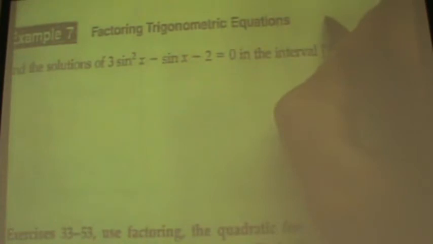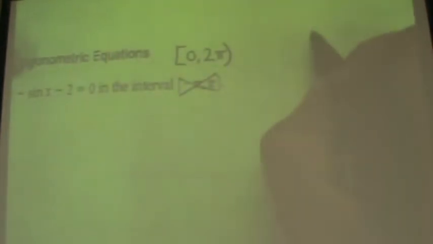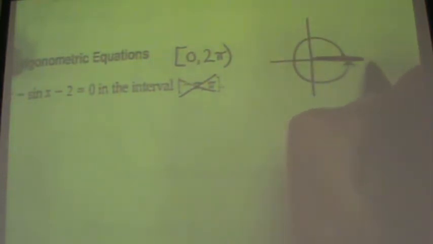Okay. First of all, I'm going to change the directions. I want you to find all the solutions between 0 and 2 pi, not negative pi to pi. In other words, not all of them from negative infinity to infinity, but only from 0 to 2 pi. Okay? So check this problem out.